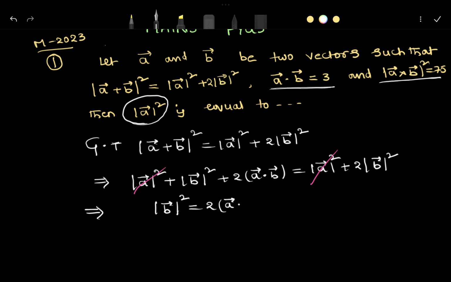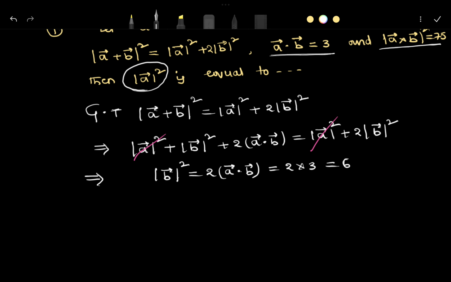The value of a bar dot b bar is given in the question as 3. So this value is 2 into 3, which is equal to 6. So modulus of b bar whole square is equal to 6.